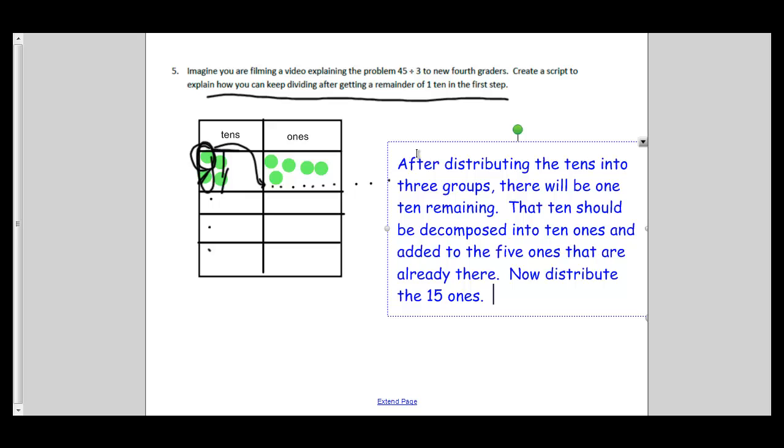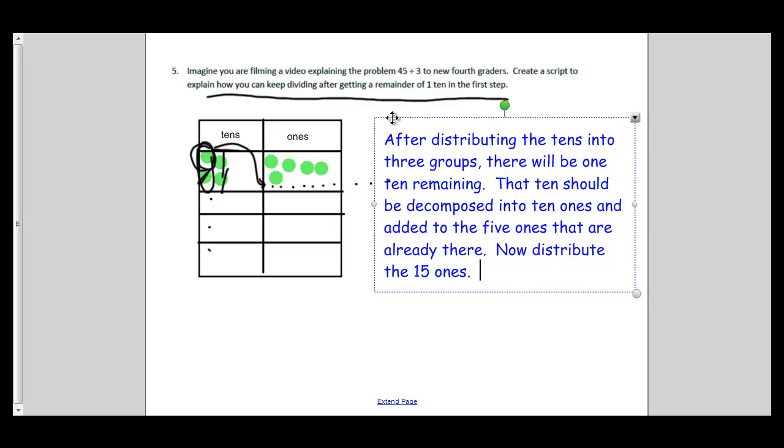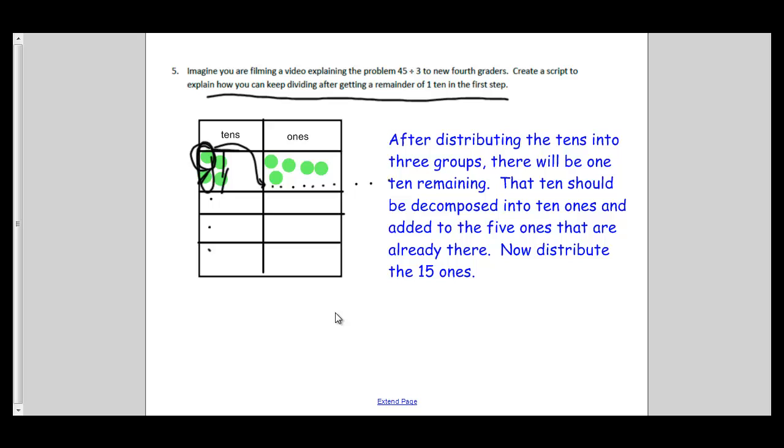And I don't have to keep going because it just says create a script to explain how you can keep dividing after getting a remainder of 10 in the first step. So that's all I have to do. So let's go back and read that, make sure it makes sense. After distributing the 10s into 3 groups, there will be 10 remaining. That 10 should be decomposed into 10 ones and added to the 5 ones that are already there. Now distribute the 15 ones. I could go ahead and finish this problem, but it doesn't say that I have to, so I'm not going to.